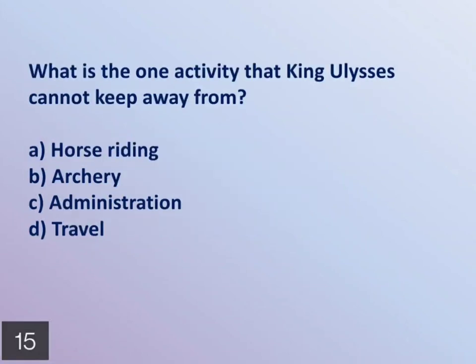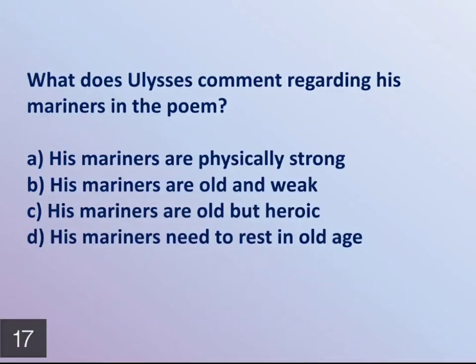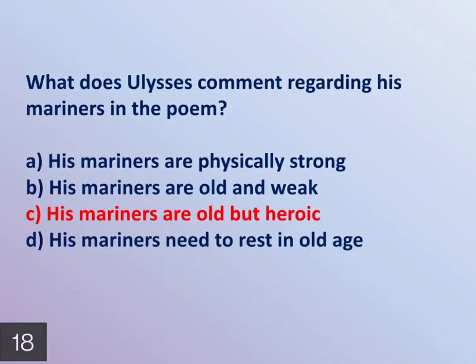Then what is the one activity that King Ulysses cannot keep away from? Obviously it is traveling, exploring the world. So D. Then what does Ulysses comment regarding his mariners in the poem? What does he say? So his mariners are physically strong, his mariners are old and weak, his mariners are old but heroic, his mariners need to rest in old age. Now he says that mariners, you are now old, but you are not weak. That is the message. So his mariners are old and not physically strong, but they are heroic. They are very strong in their mental capacities and attitude. So his mariners are old but heroic.